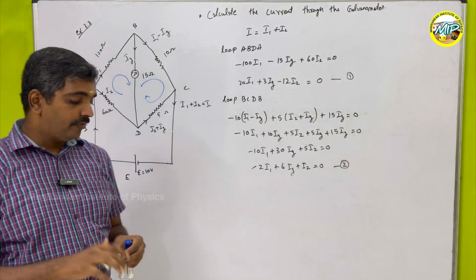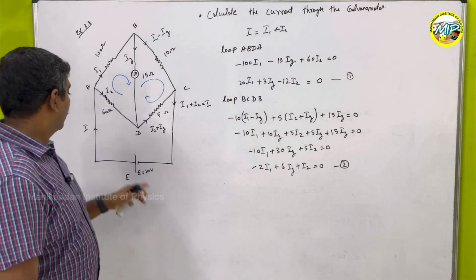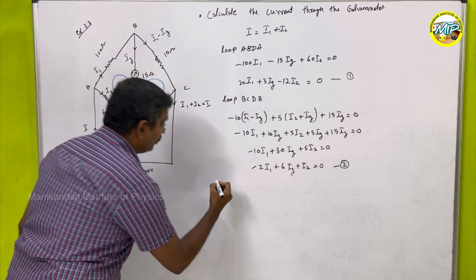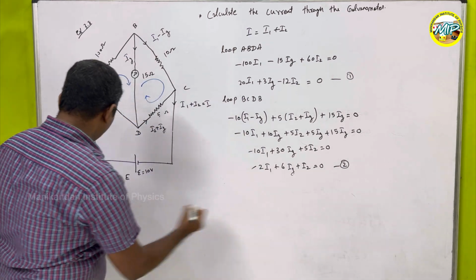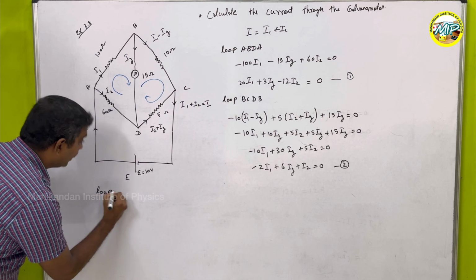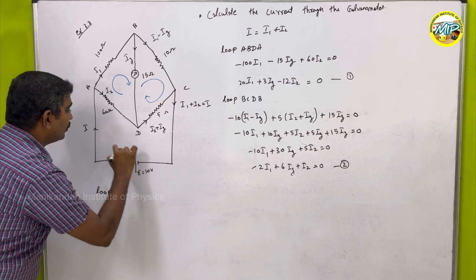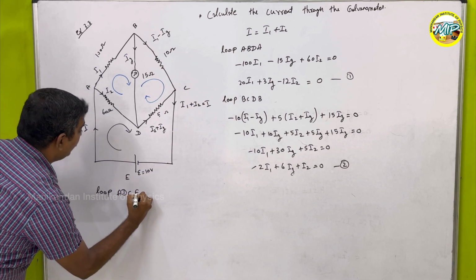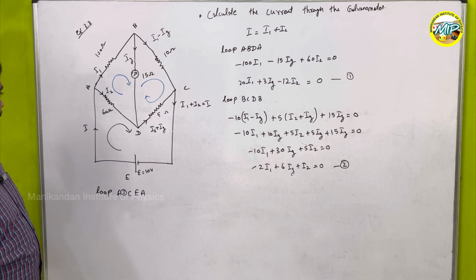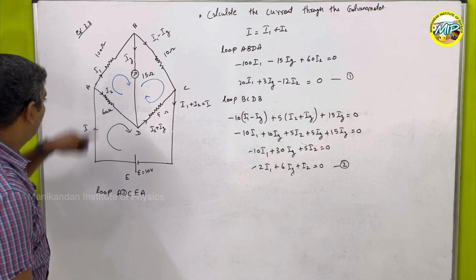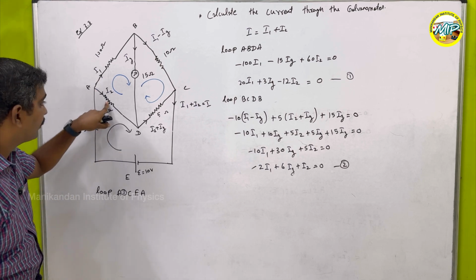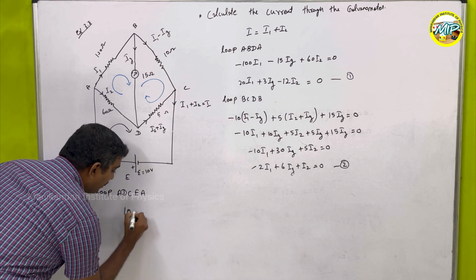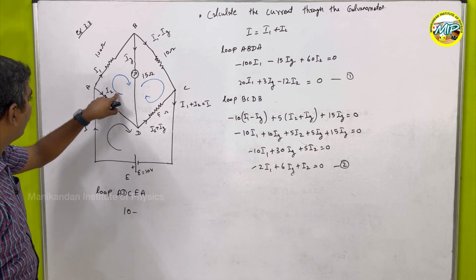So next I am going to solve for the loop ADCEA. For this loop, I can simply write. So this is my loop, right? ADCEA. So I can simply take it as loop direction and current through this resistance in the same direction. The current is leaving from the positive terminal as well. Okay, simply write 10 minus, loop direction, current direction will be the same, right?